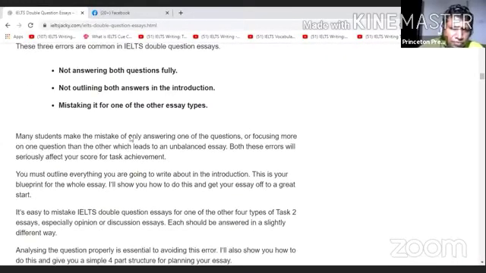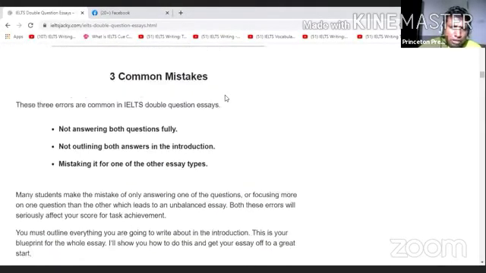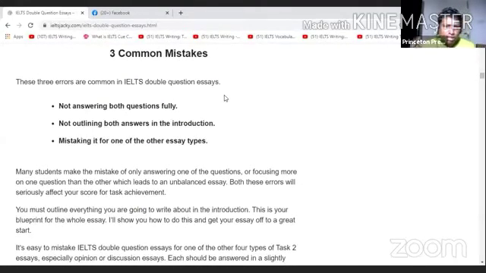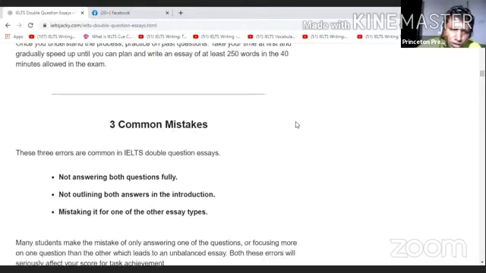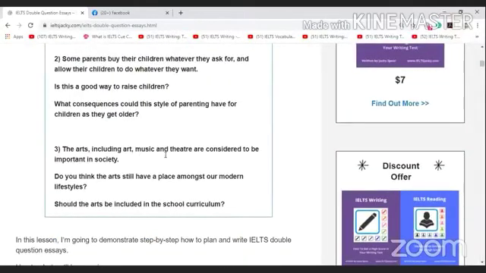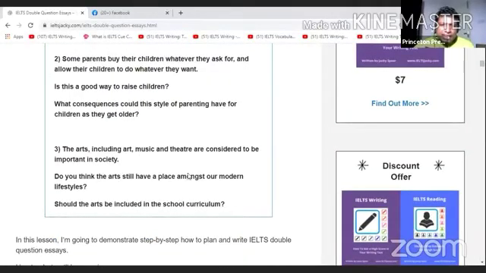Second: not outlining both answers in the introduction. In the introduction, you must have a clear idea about both questions. When I read the introduction, I should understand all three parts. Even without looking at the question, I should understand that you are dealing with all three of these.